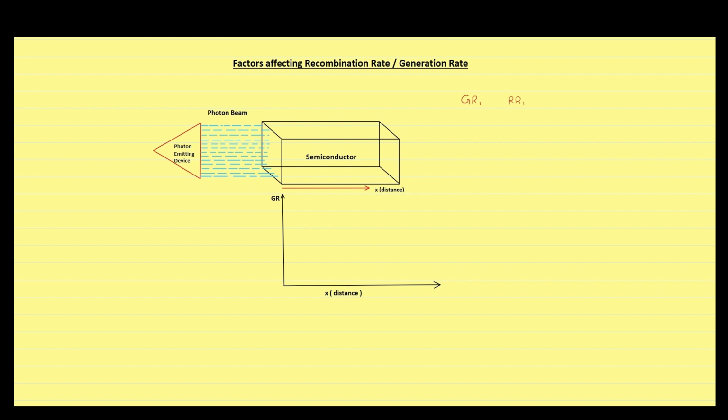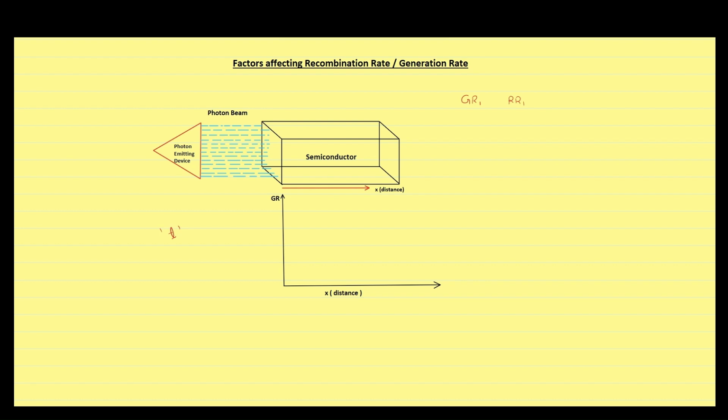For understanding it, let us assume that we are having a photon emitting device such that we are deliberately exposing one surface of the cuboidal semiconductor with a continuous and uniform number of photons striking on its surface from t equal to 0 up to infinity. Initially, there will be a non-equilibrium condition, but we will not take that condition into our consideration.